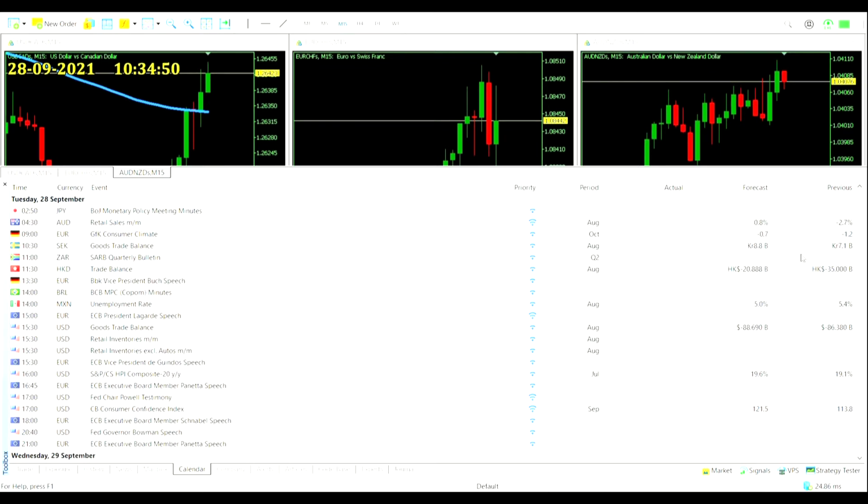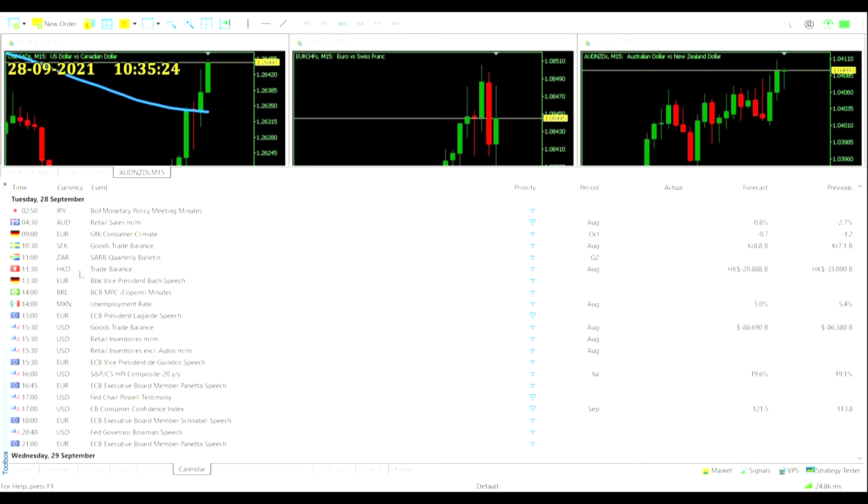Consumers getting a little bit more confident maybe going into the Christmas period. We'll see if any of these other numbers come in throughout the day. Nothing really that's going to affect us as we go, but here's some of them. You've got 10:30 Swedish trade balance. That should have come in 5 minutes ago. 11 o'clock South African Rand quarterly bulletin. 11:30 Hong Kong dollar trade balance. 2 o'clock, Mexican peso unemployment rate there.